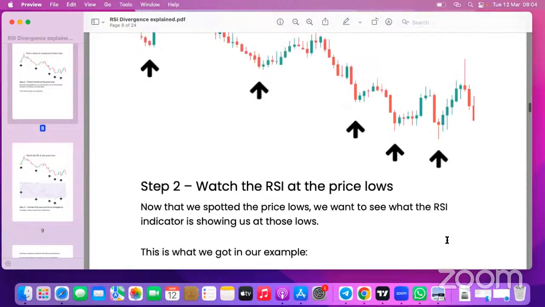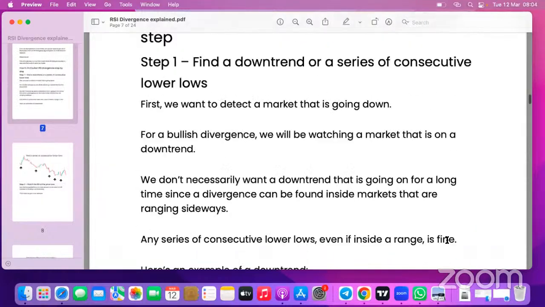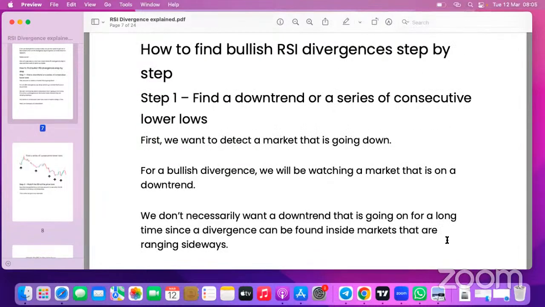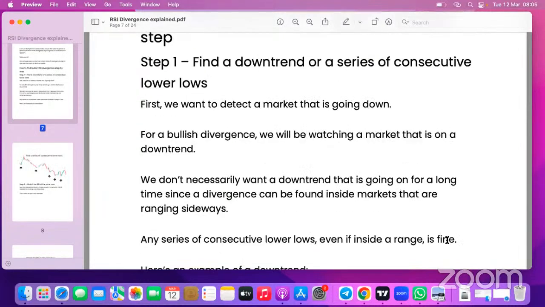So step one, step two, step three, then we go into trend: a series of consecutive lower lows. First, we want to detect.